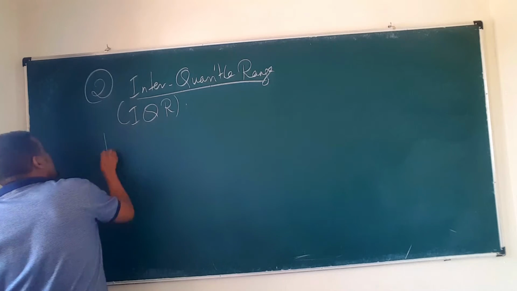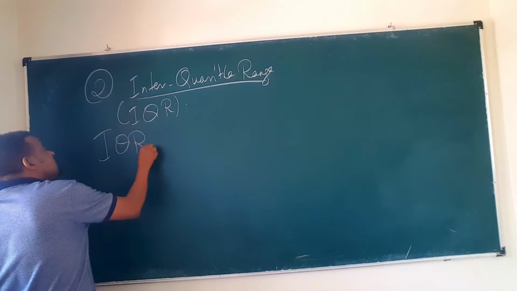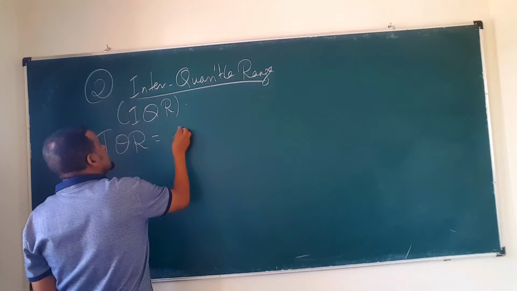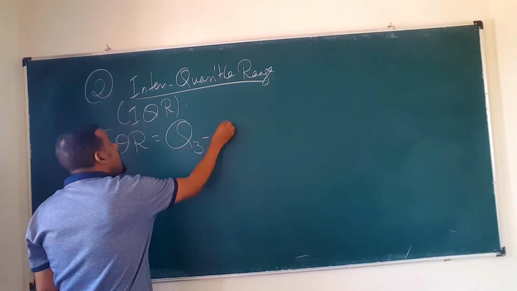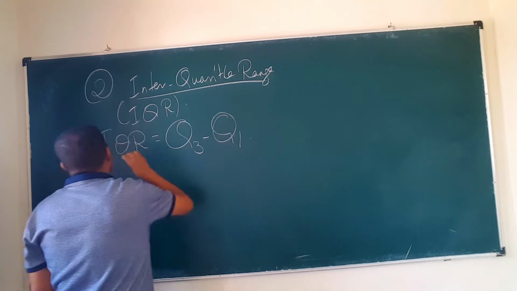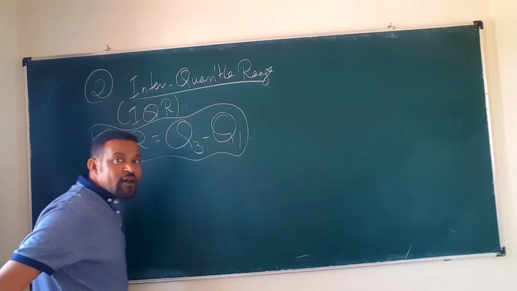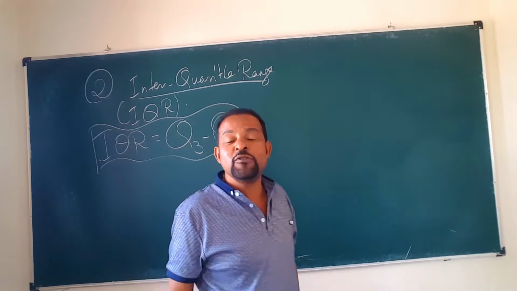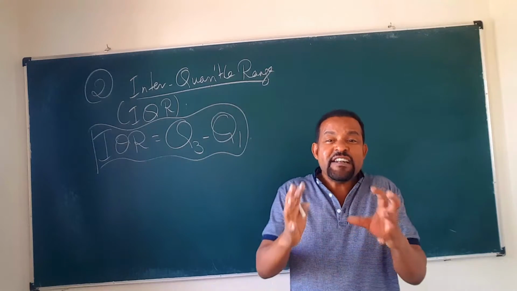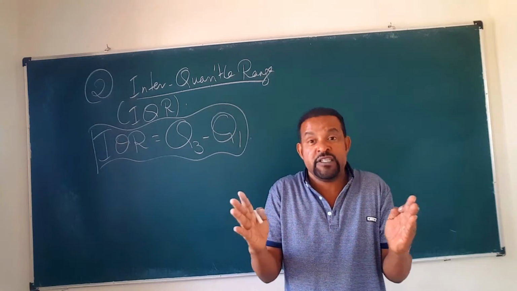So interquartile range is nothing but the third quartile minus the first quartile, Q3 minus Q1. You know that quartiles are those values which divide the given data into 4 equal parts.